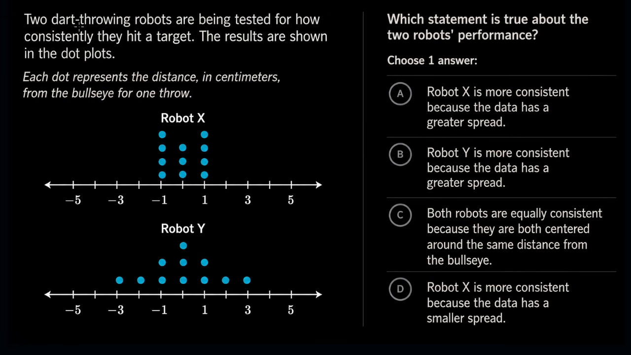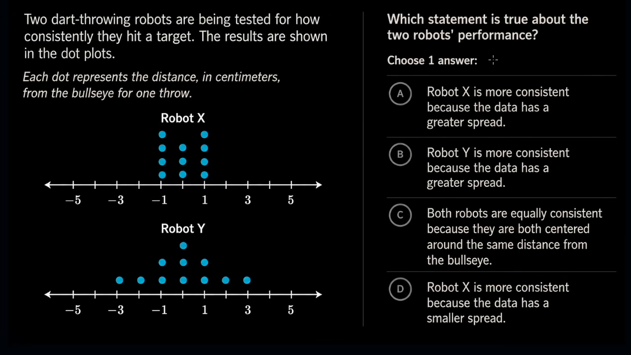We are told two dart-throwing robots are being tested for how consistently they hit a target. The results are shown in the dot plots. Each dot represents the distance in centimeters from the bullseye for one throw. And I guess they're measuring to the right or the left. That's why we can have these negative numbers or these positive numbers. I'll just assume that. Now, they're giving us a bunch of statements, and we have to pick which one is correct. So pause this video, have a go at that before we do this together.